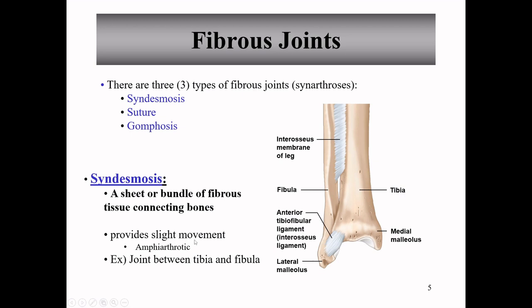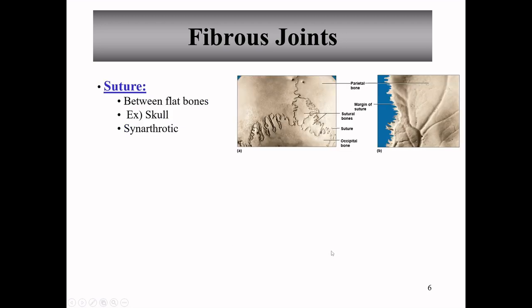We get a little bit of movement in here, so they're amphiarthrotic because of that slight movement. Our example for this one is the joint between the tibia and the fibula, which we have pictured there for us. We can see that syndesmosis joint. Our second type of fibrous joint is a suture. These are typically between flat bones. We find most of them in the skull. They're synarthrotic, so really no movement.